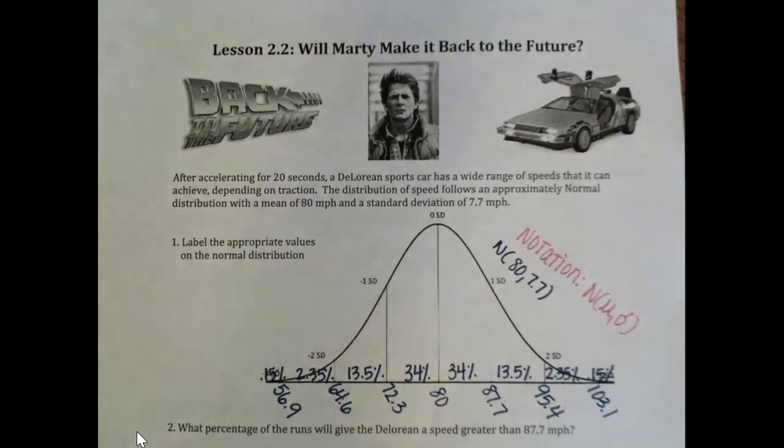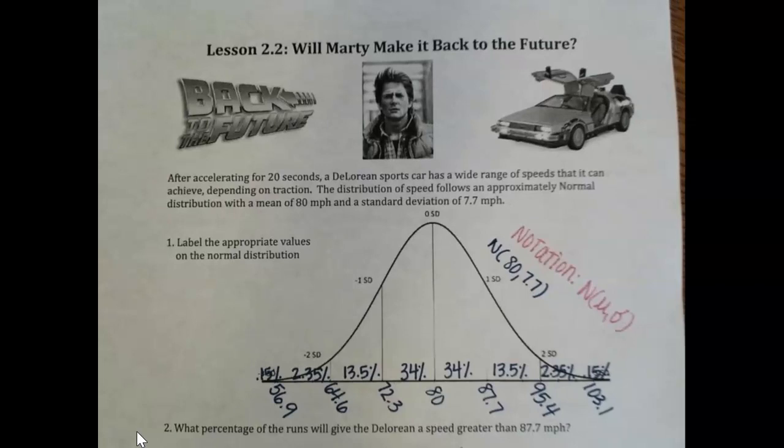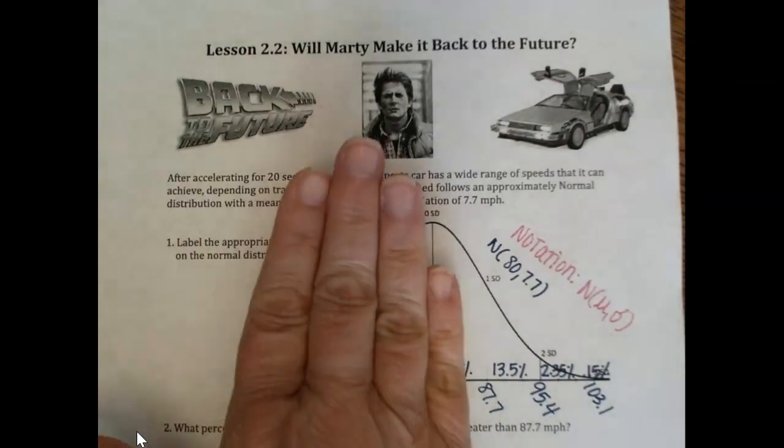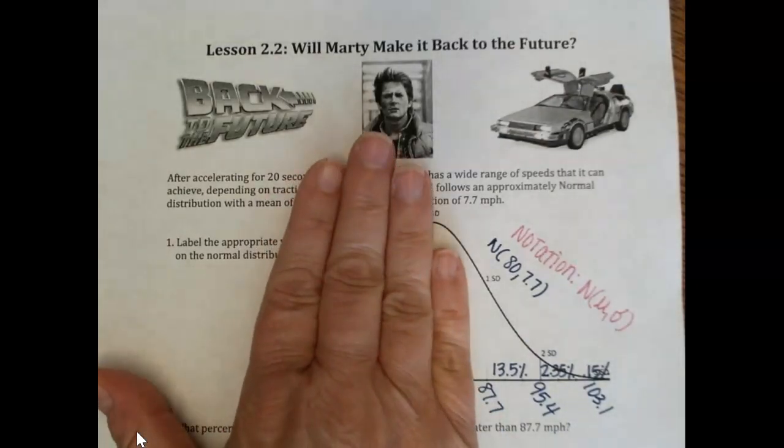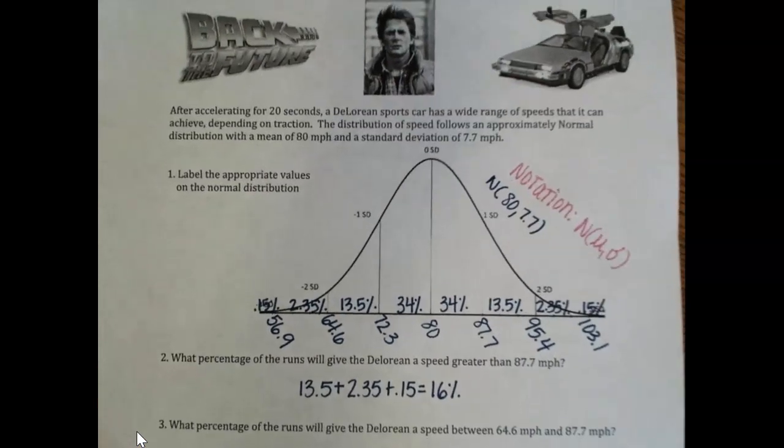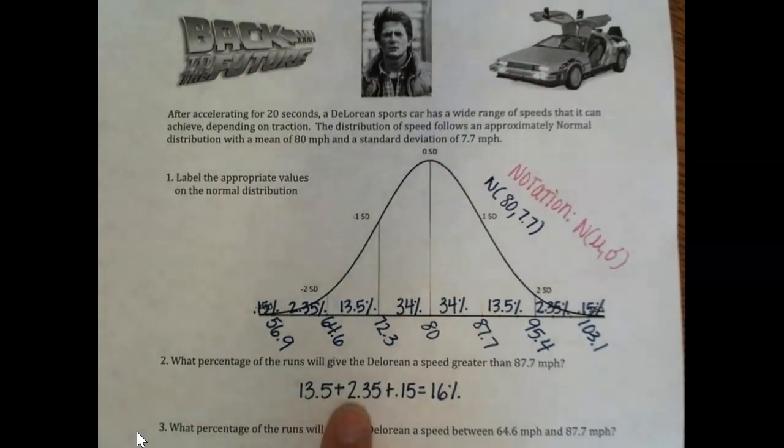Okay? So question 1, what percentage of the runs will give a speed greater than 87.7? So here's 87.7. So we're talking about the amount above it, greater than it. So that would be 13.5 plus 2.35 plus 0.15 equals 16%.